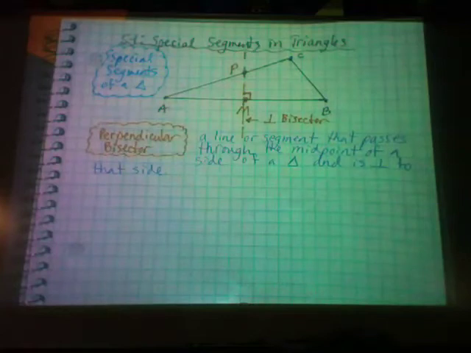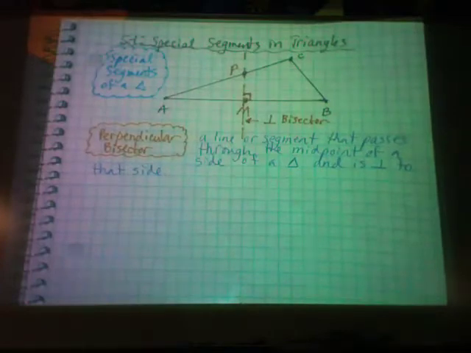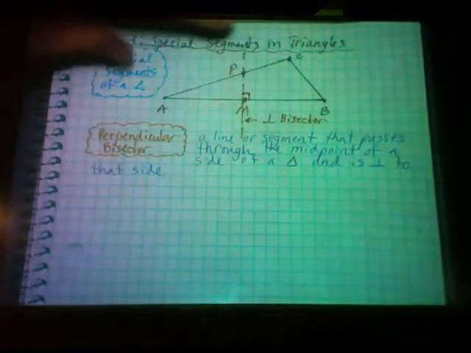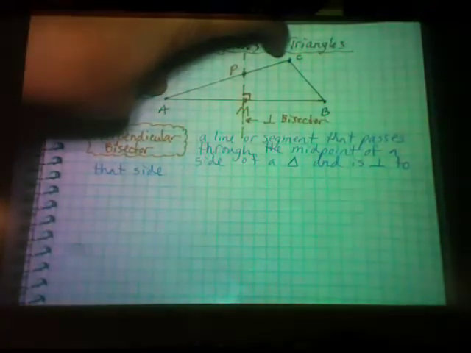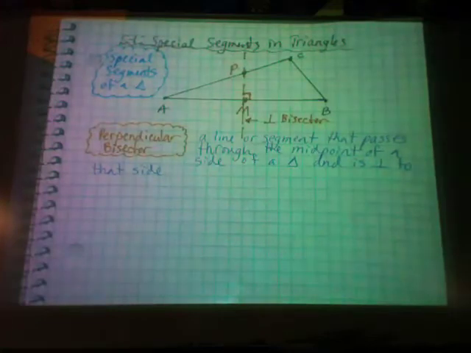It has to be perpendicular to the side it's bisecting, and it has to cut that side into two equal pieces. How many sides are there to a triangle? 3. So couldn't I have drawn a perpendicular bisector through CB at its midpoint, and one through AC at its midpoint? Interestingly enough, all 3 of those are going to intersect at exactly the same point inside the triangle.